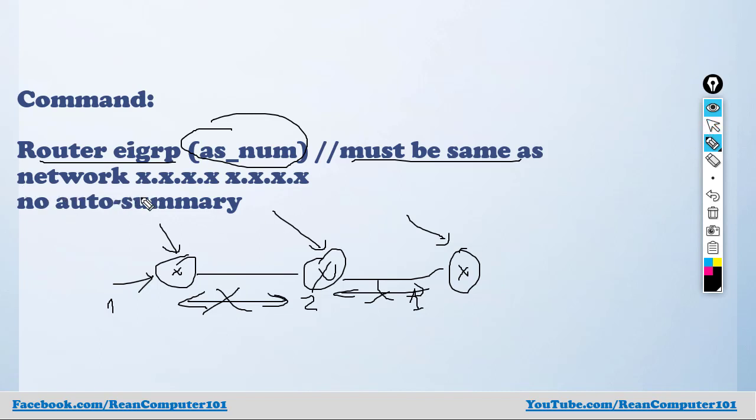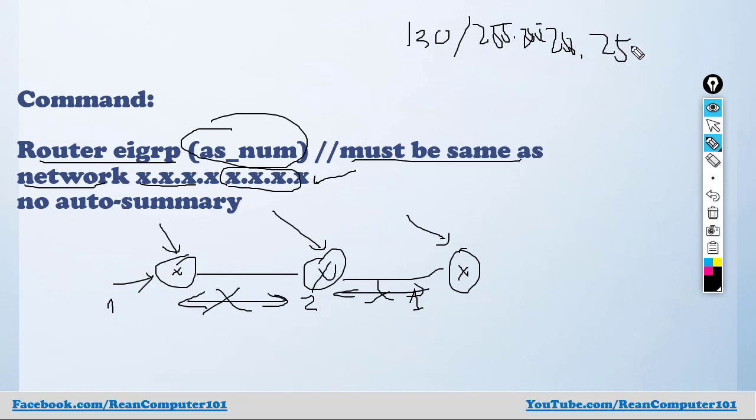The first thing we have to do is define the networks that we want to participate in EIGRP. We use the network command followed by the address, and this one is the wildcard mask. It's not the subnet mask. You have to remember that. So how can we find the wildcard mask? For example, for a /30, the subnet mask is 255.255.255.252. This is the subnet mask.